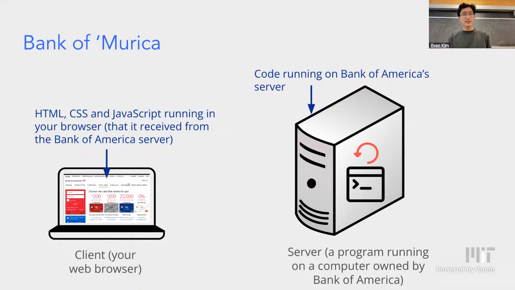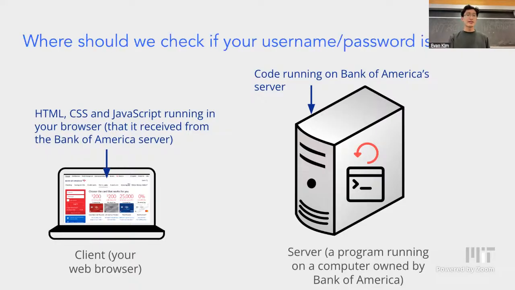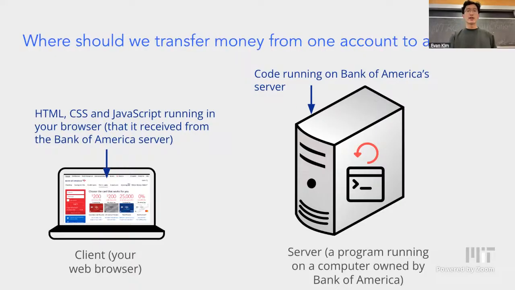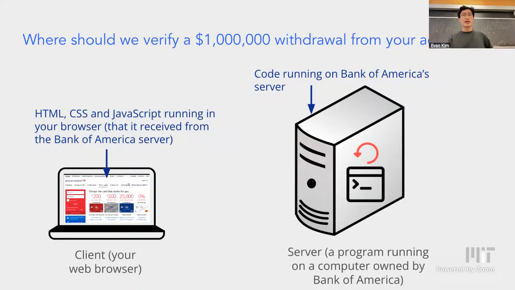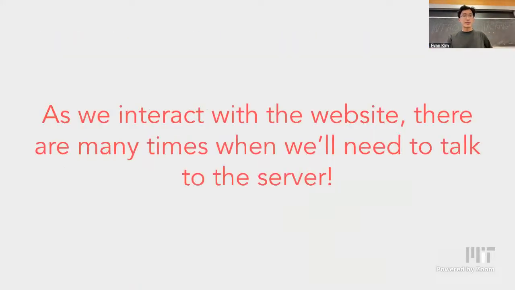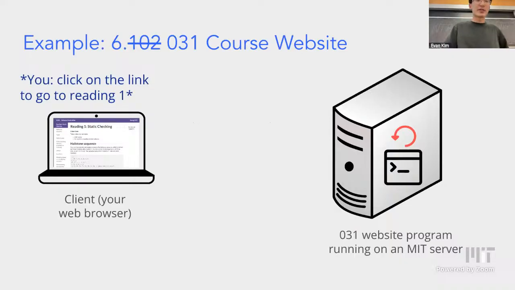So yeah, here's another example. If we're interacting with Bank of America's server, we need to send our authentication details, and then the server needs to do the two rounds. Like you need to authenticate, and then you need to send over the information. Or as another example, like transferring money. So yeah, there are many times we need to talk to a server.